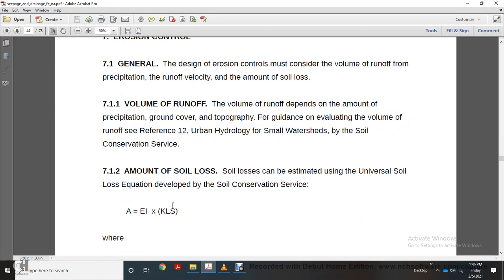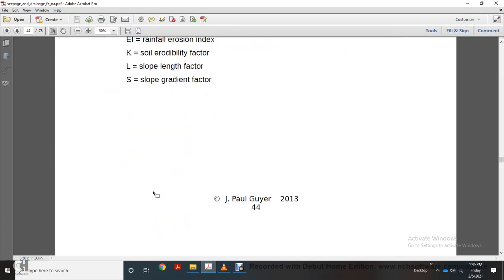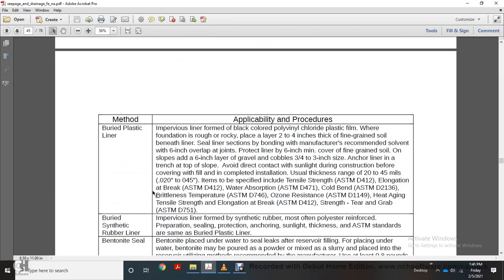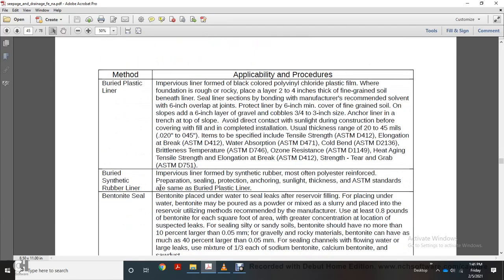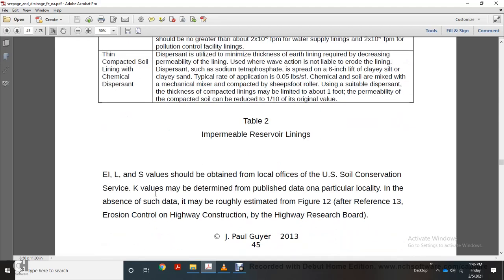Amount of soil loss. Soil loss could be estimated using the Universal Soil Loss Equation developed by the Soil Conservation Service. A, the computed soil loss per acre in tons, is equal to the rainfall erosion index times the soil erodibility factor times the slope length factor and slope gradient factor. This shows methods, buried plastic, and applicability procedures for impermeable reservoir linings.